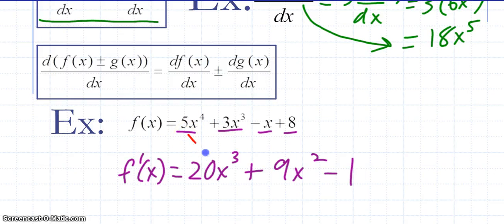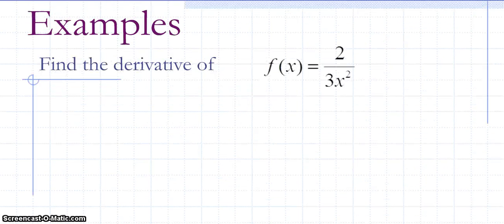So 5x to the 4th became 20x cubed, 3x cubed became 9x squared, and negative x became negative 1. Alright, I want you to try to find the derivative of f of x equals 2 over 3x squared. Pause the video, unpause when you're ready to check your work.